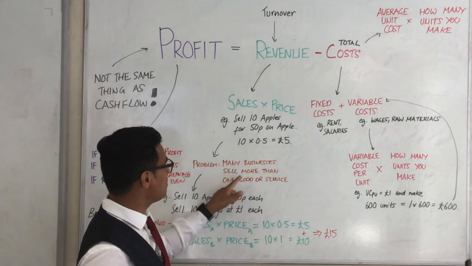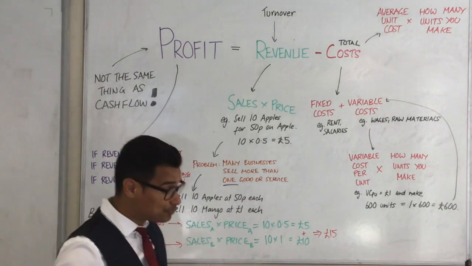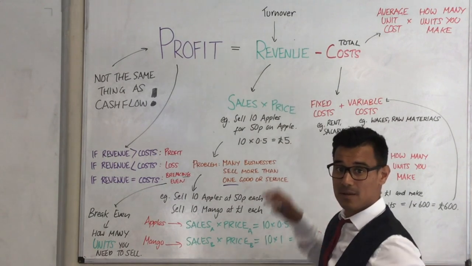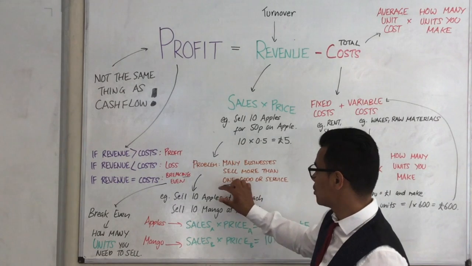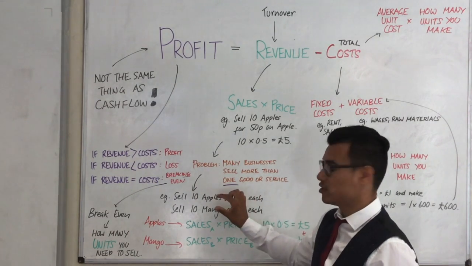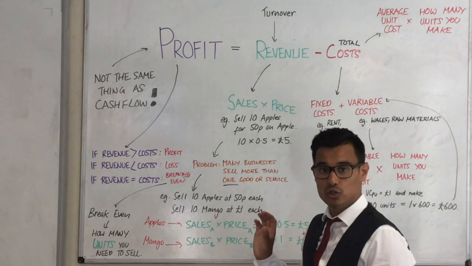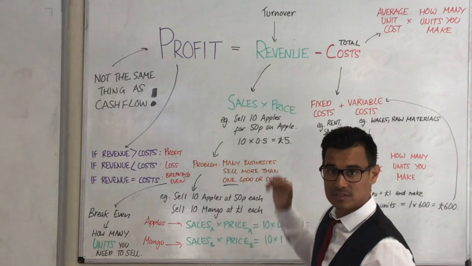Slight problem is that many businesses sell more than one good or service, which is why you might have to do this formula several times. Imagine you sold not just apples, but you also sold mangoes. So you sold those 10 apples at 50p each, but you also sell 10 mangoes at £1 each. You just need to repeat this formula multiple times and then add it up to get to your answer.